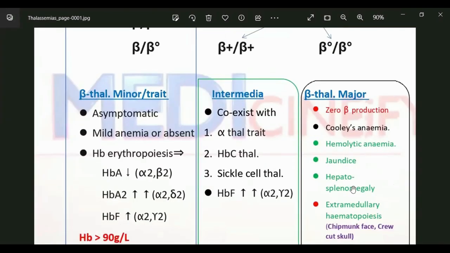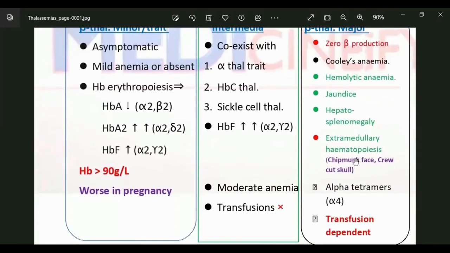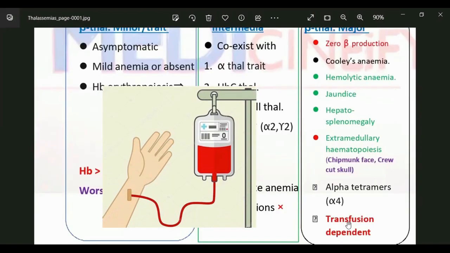So let's look at the main points of beta thalassemia major. Zero beta chain production, we call it Cooley's anemia, and also it's a hemolytic anemia. Jaundice, hepatomegaly, splenomegaly, extramedullary hematopoiesis, which we can see as chipmunk face and crew cut skull, and alpha tetramers are present because of zero beta chain production. And these patients are transfusion dependent.